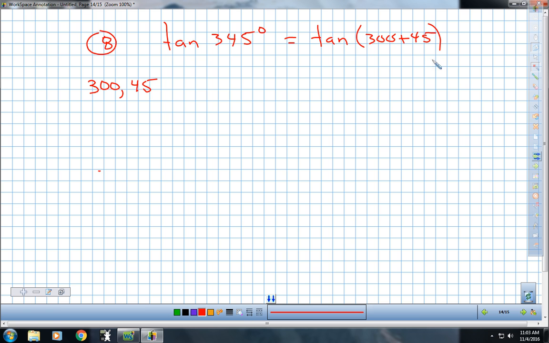Right? So I just go to my friend the formula sheet. I look for tangent sum, and it says tan alpha plus tan beta. So the tangent of 300 plus the tangent of 45, all divided by 1 minus the tangent of 300 times the tangent of 45. Everybody good with that? Yes?